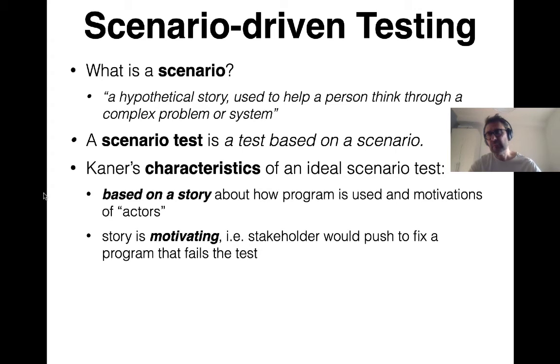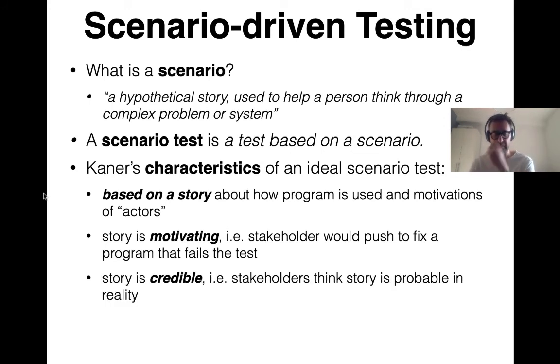So it means that if there was a problem with something in this scenario, then some stakeholders, some user or customer, or even internally in the development company, would push to fix the program that fails this test. So in reality these are high level mainstream things that really need to work. Otherwise someone will notice and say that this software is not complete or doesn't have enough quality. The story should be credible.